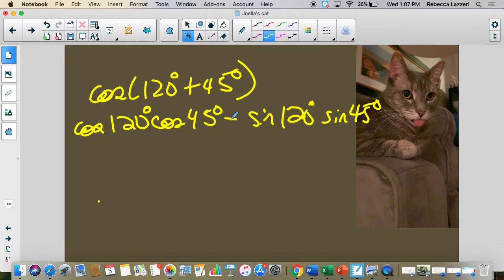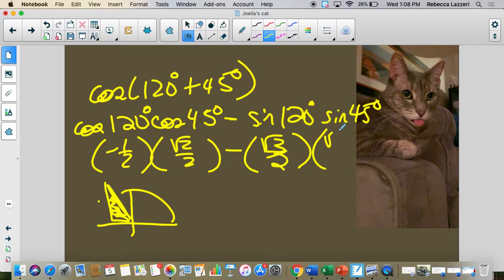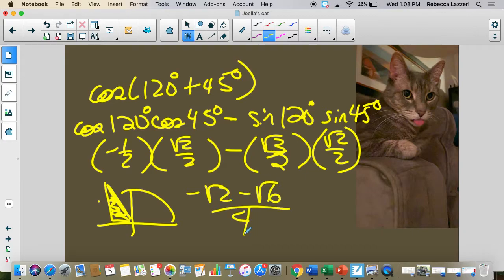Okay? Cosine of 120 is a 60-degree reference angle in the second quadrant. Cosine of a 60-degree reference angle in the second quadrant is negative 1/2. The cosine of 45 is root 2 over 2. The sine of 120 is positive root 3 over 2. It's a 60-degree reference angle. And the sine of 45 is square root of 2 over 2. So you get negative root 2 minus root 6 over 4, which is what we had on the other slide for the people that use 30 and 45.